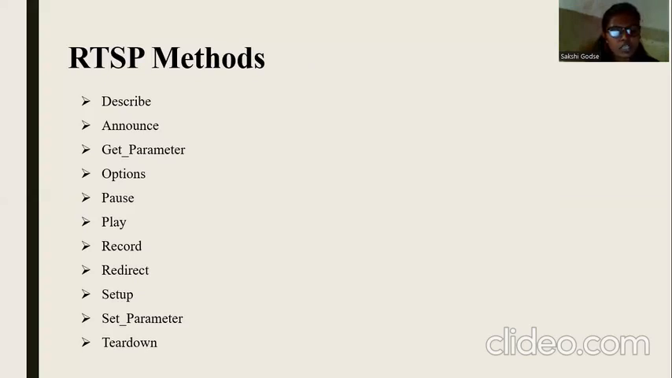Record: start receiving data. Redirect: inform the client to connect to another server location. Setup: specify the transport mechanism. Set parameter: request to set the values of a parameter. And teardown: stop the streaming delivery and free the resources.